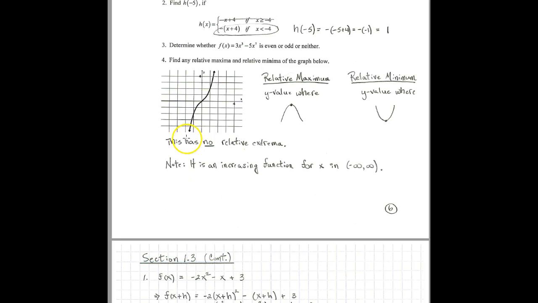This is an increasing function forever, right? It's just working from left to right. I'm going up a hill forever. There's no relative maximum or minimum. So this has no relative extrema. And I just talked about how it's always an increasing function for x. For x in minus infinity to infinity, x can be anything for this function.